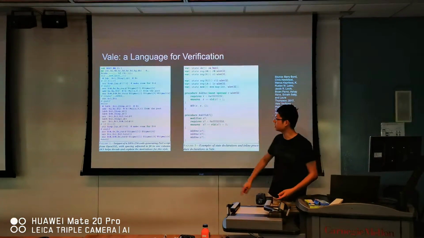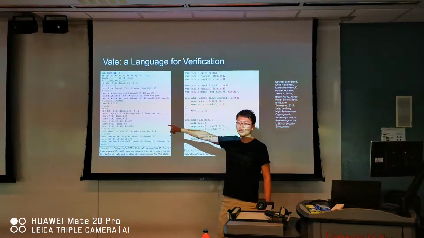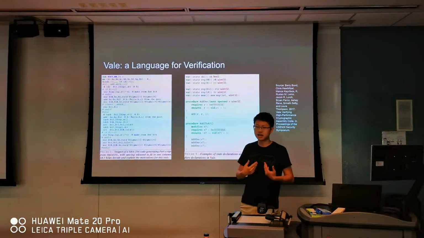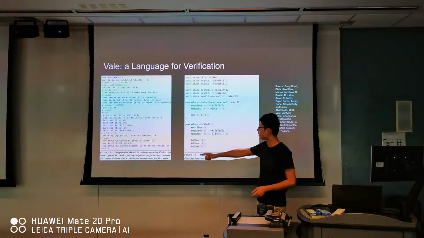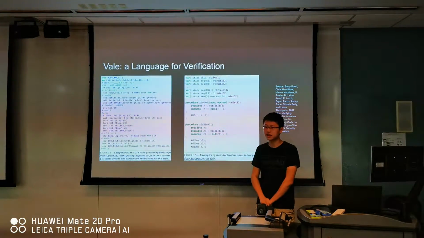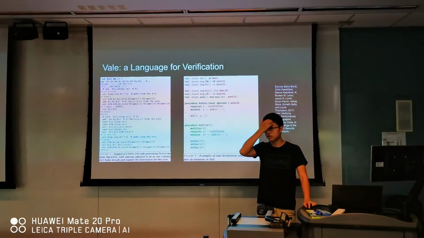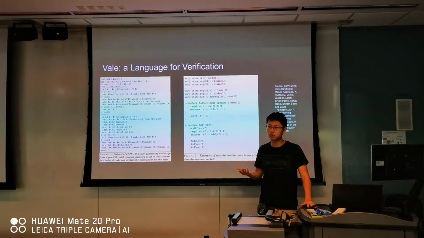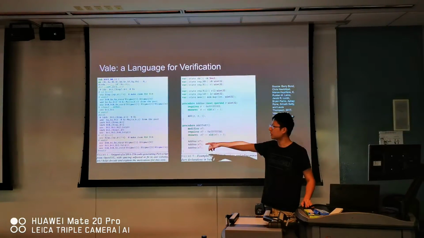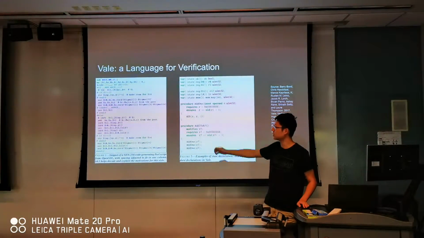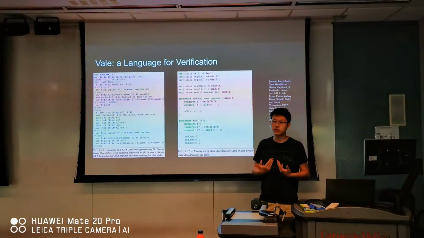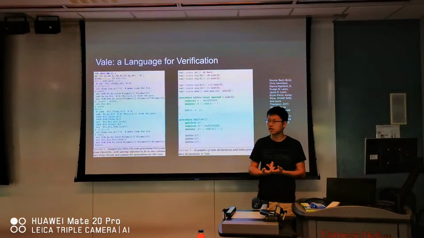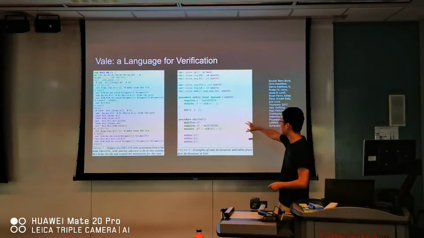What it does is it turns this on the left, which looks very close to x86 assembly. In fact, this is a Perl script that generates x86 assembly for SHA-256, which is a very important hashing algorithm. And this is one of the cases where you take this kind of assembly code and you want to figure out whether it's doing the right thing. And this is an example of Vale code.